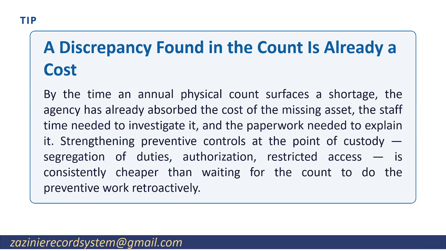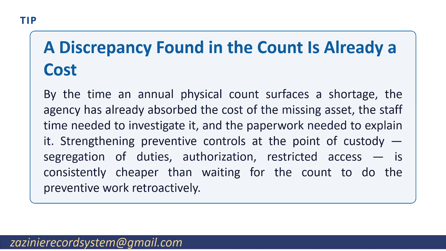Next slide. Tip. A discrepancy found in the count is already a cost. By the time an annual physical count surfaces a shortage, the agency has already absorbed the cost of the missing asset, the staff time needed to investigate it, and the paperwork needed to explain it. Strengthening preventive controls at the point of custody, segregation of duties, authorization, restricted access, is consistently cheaper than waiting for the count to do the preventive work retroactively.